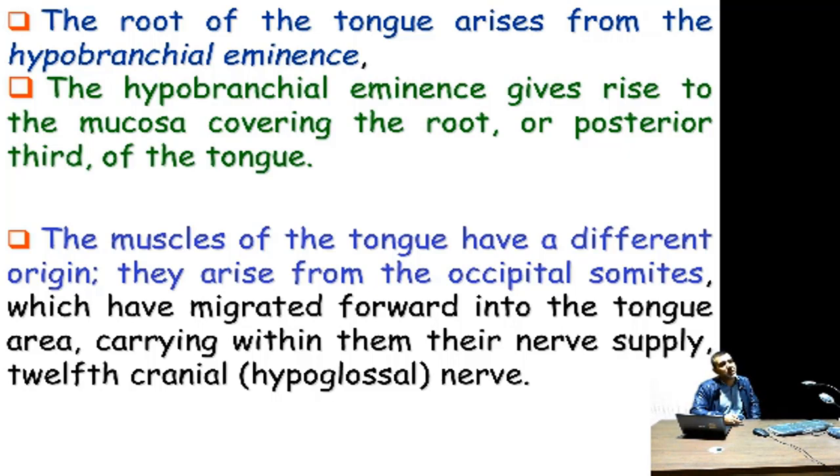The muscles of the tongue have a different origin. They arise from the occipital somites, which have migrated forward into the tongue area carrying with them their nerve supply, the 12th cranial hypoglossal nerve. Here the nerve present is the one that provides the nerve supply to the tongue.